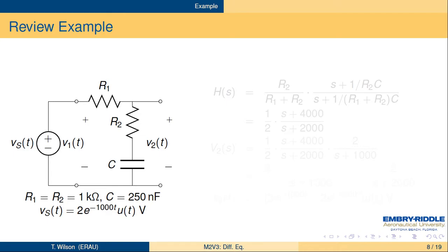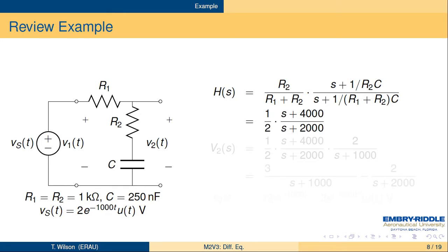Let's plug in some component values. Say R1 is the same as R2, they're both 1 kΩ. C is 250 nanofarads, that's a quarter of a microfarad. And then the input is going to be 2e^(-1000t)u(t) volts. So the network function with those parameters is 1/2 (s + 400)/(s + 4000)/(s + 2000).